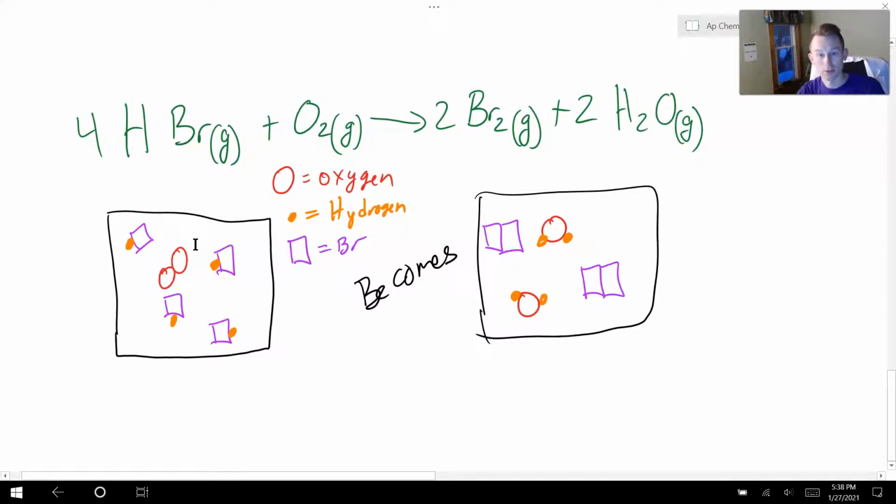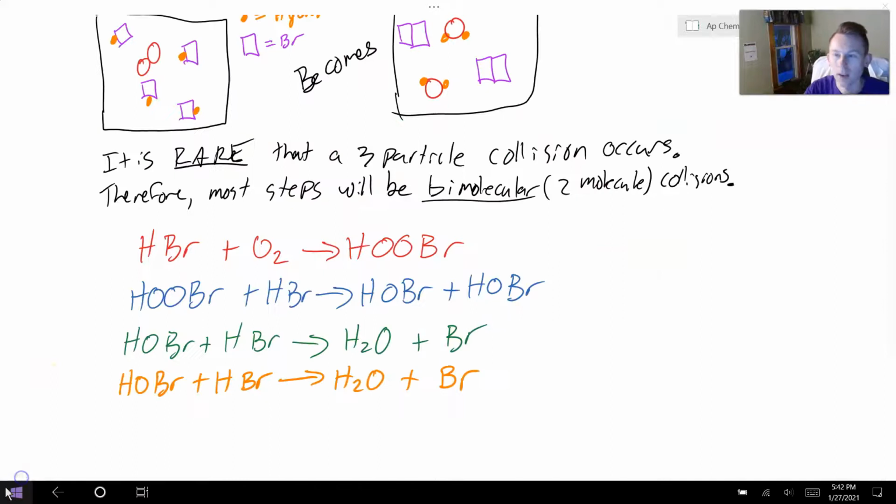The other thing that I'm going to show you here in a second is that since these are always going to occur in pairs of particles, these are called bimolecular collisions. And I'll give you a second to jot that down. Okay, so there I have that little message for you. So it's rare that a three-particle collision occurs, therefore most steps will be bimolecular, meaning two molecule collisions.